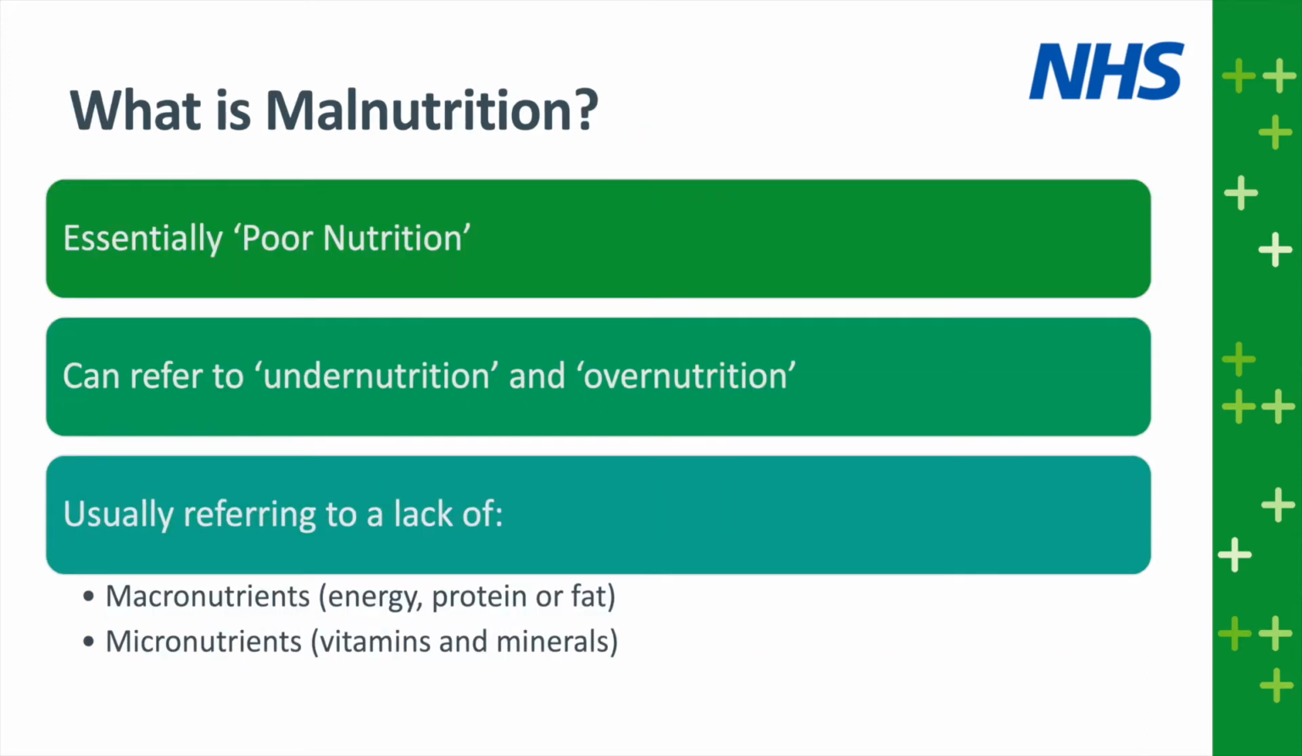So what is malnutrition? Well, essentially it means poor nutrition. But it can refer to those who are undernourished, so those who don't have enough nutrition, and those who are overnourished, so who have more than they need. It usually refers to a lack of either macronutrients, energy, protein, or fat, or micronutrients, vitamins and minerals, or it could be a combination of the two.